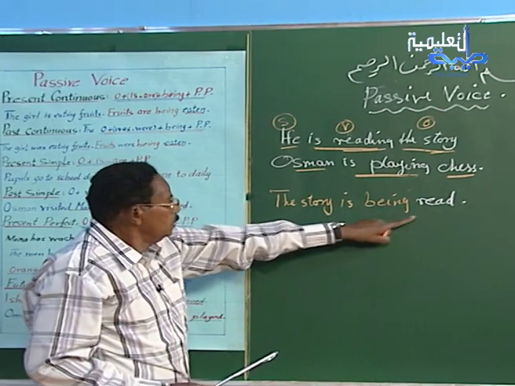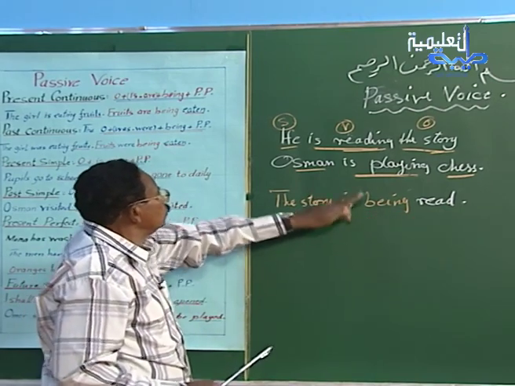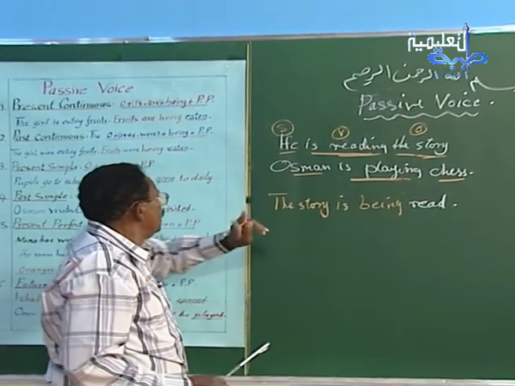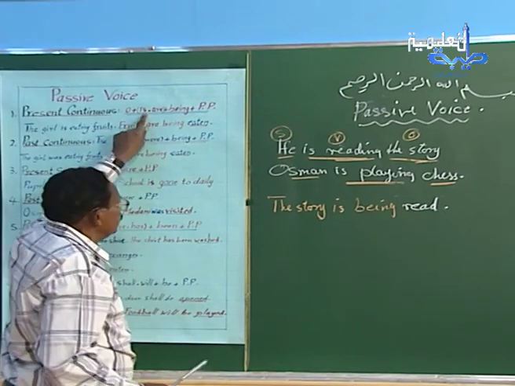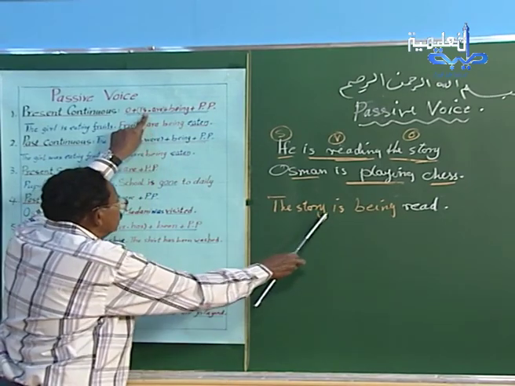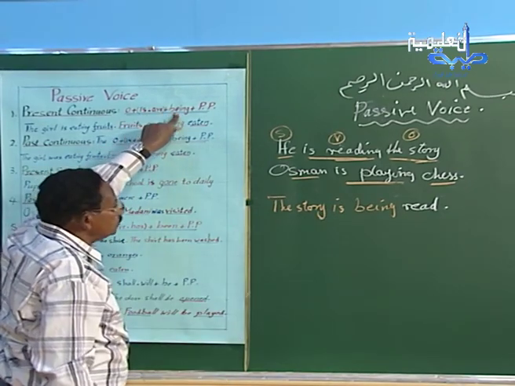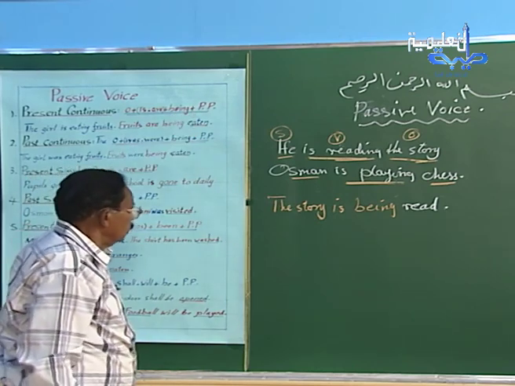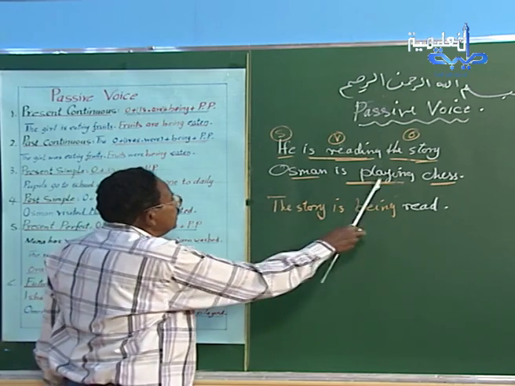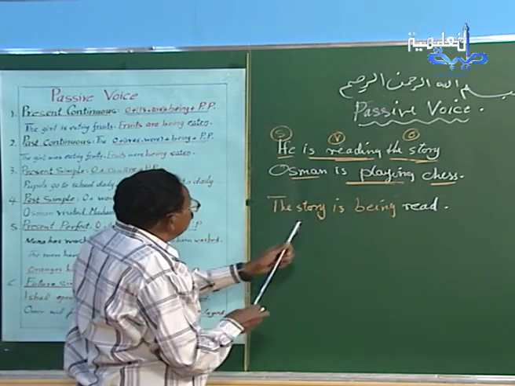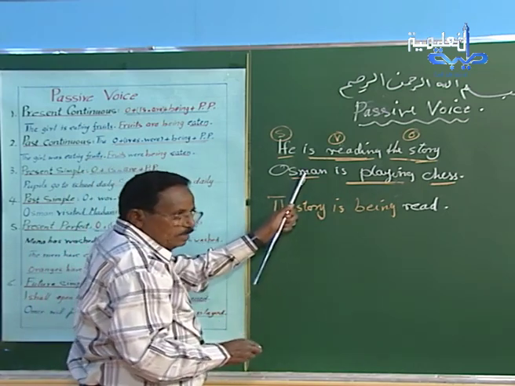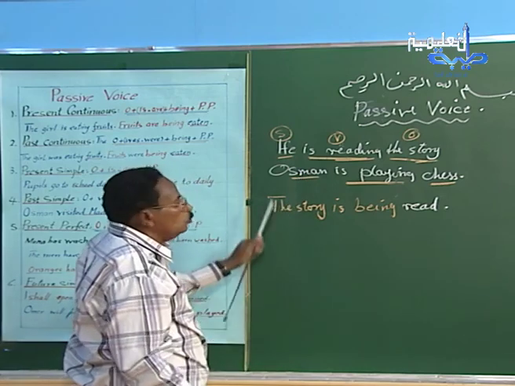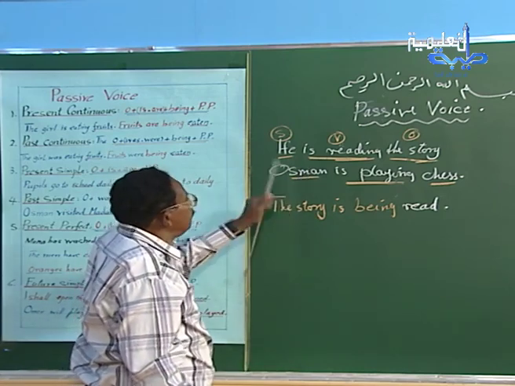You see, we change the sentence. We start with the object. After the object we put is, because this is a singular noun, and after is there is being, and after being there is a past participle. Usman is playing football. Here Usman is a subject. We are going to leave it out when we want to change this sentence to the passive.